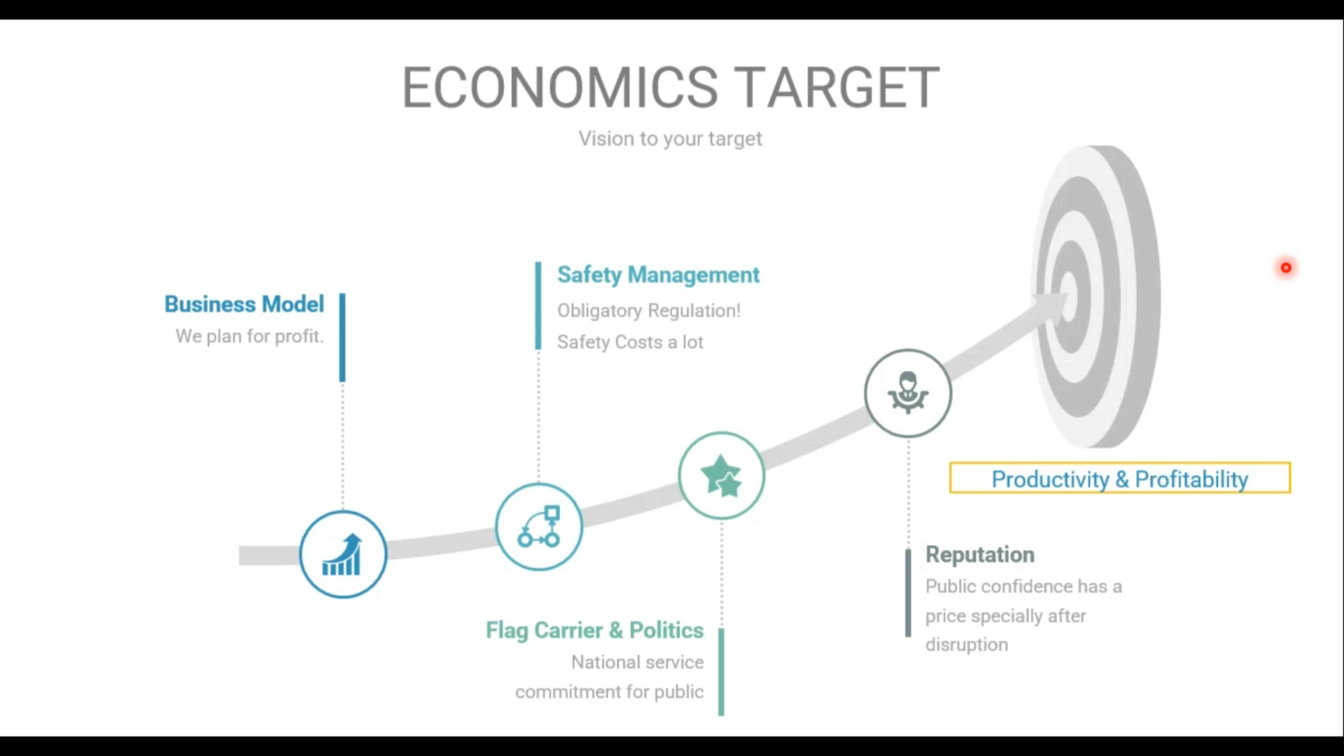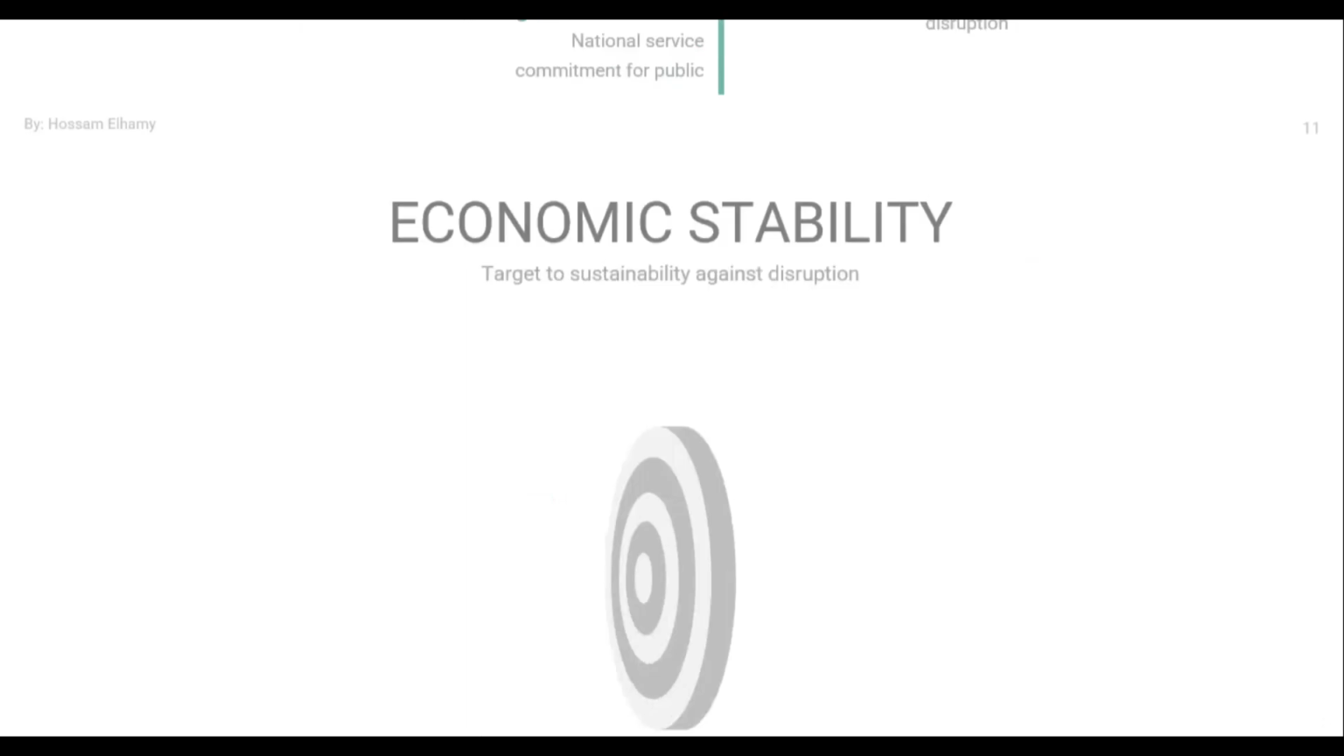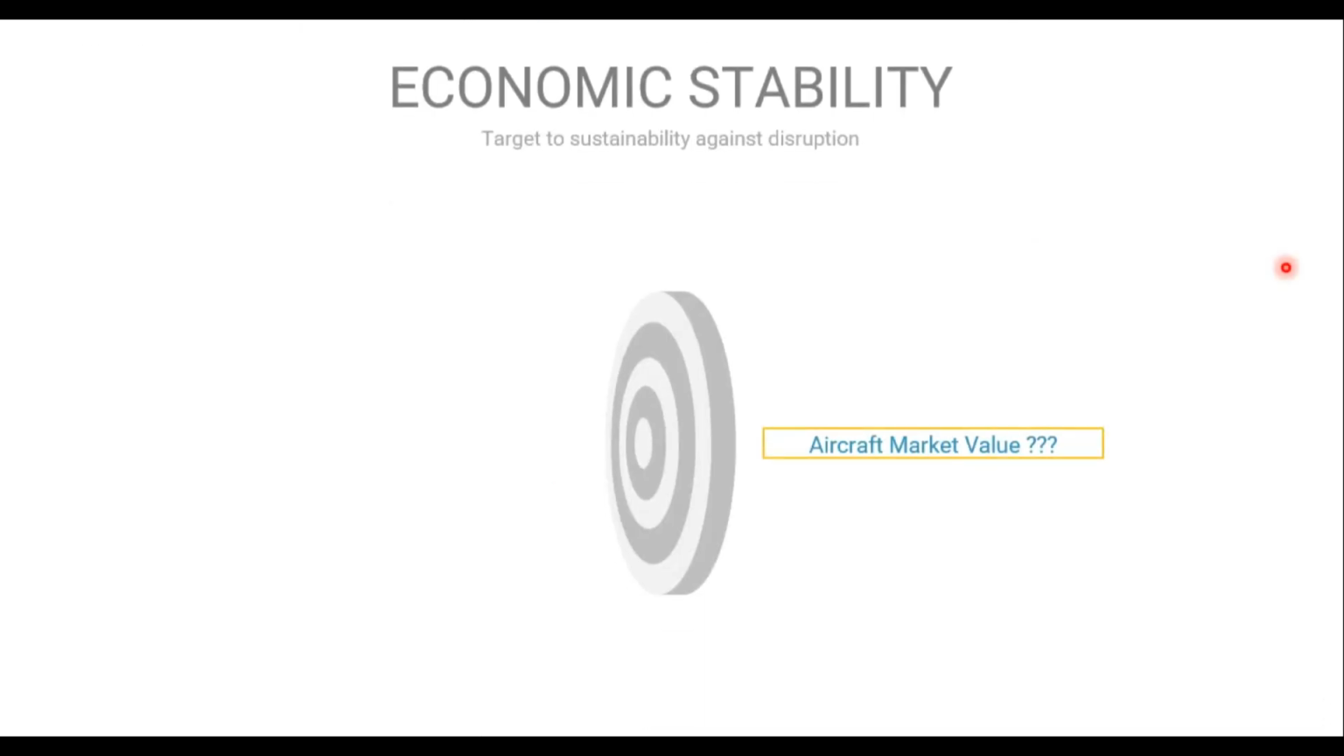But there is a very important question here, okay? Now we talked about the economic, but what's happening with the economic stability? Economic stability means that if I have a disruption, like the COVID, like the Great Recession in 2008, like the fuel recession in 2015, like 9/11, like so many different events that happened worldwide and were affecting the stability of the airline economy. Now, this is what we will be talking about today.